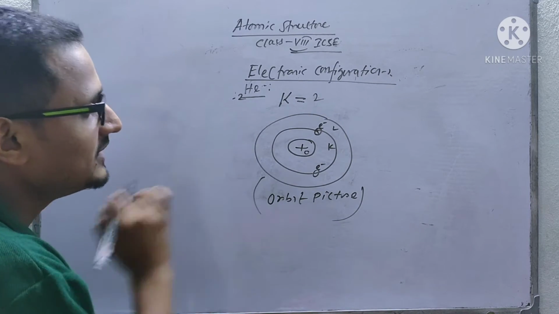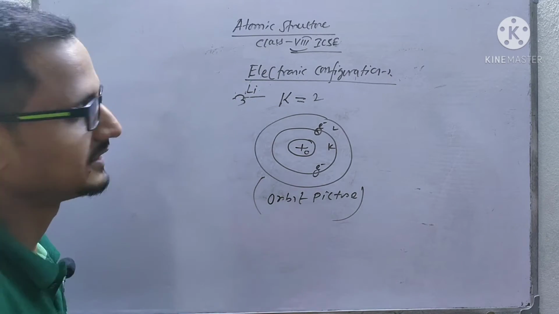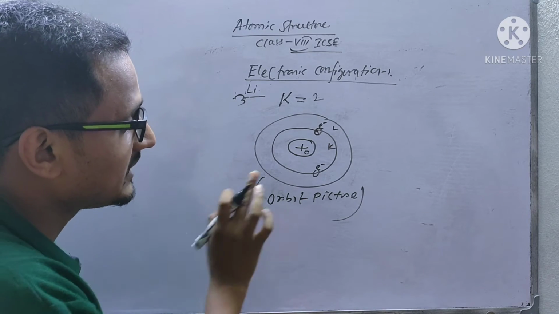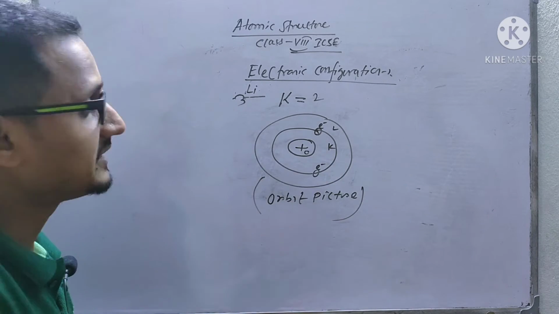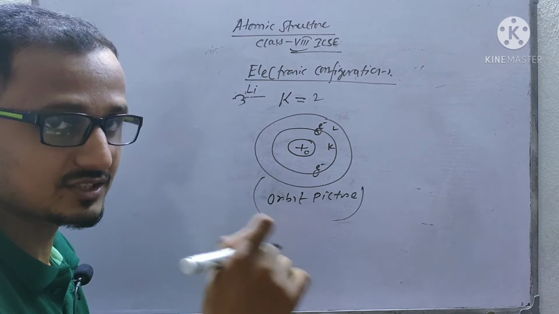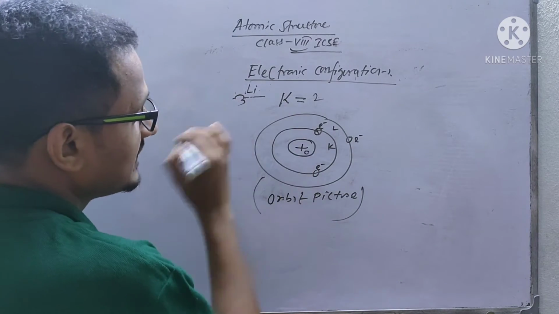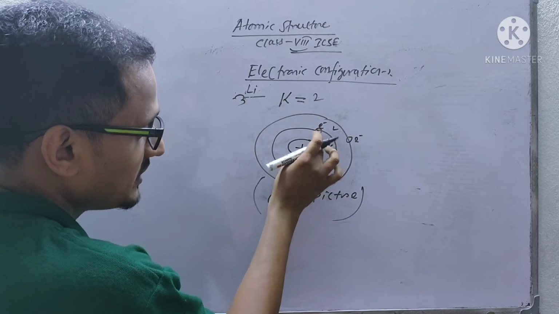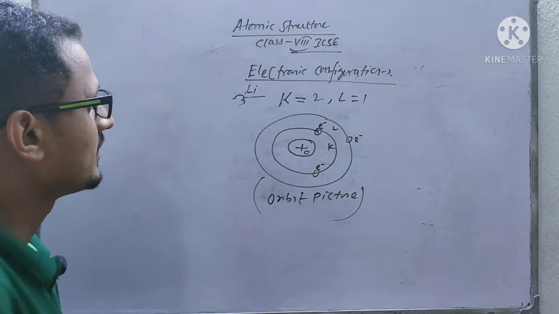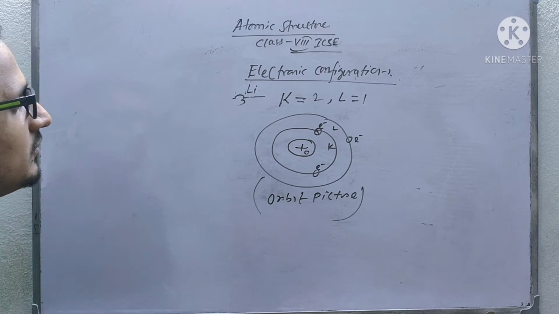Okay. For lithium you say Li 3. What is the electronic configuration? Maximum number of electrons that can be there for K orbit is 2. But lithium has 3 electrons. So the last electron will go into the next orbit, that means L orbit. So here electronic configuration, in K orbit 2 electrons and in L orbit 1 electron. Done. Now you have written this one. Take the screenshot.